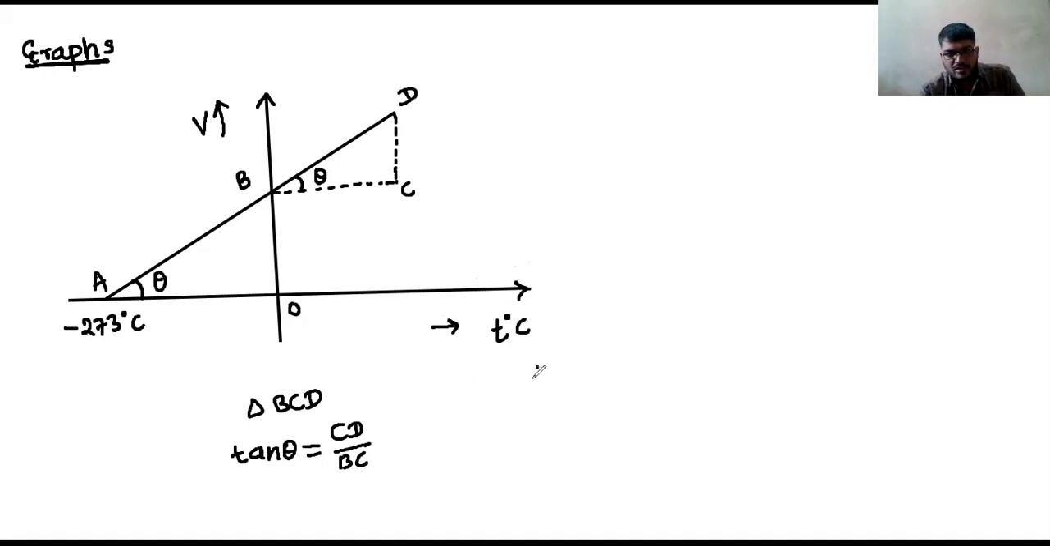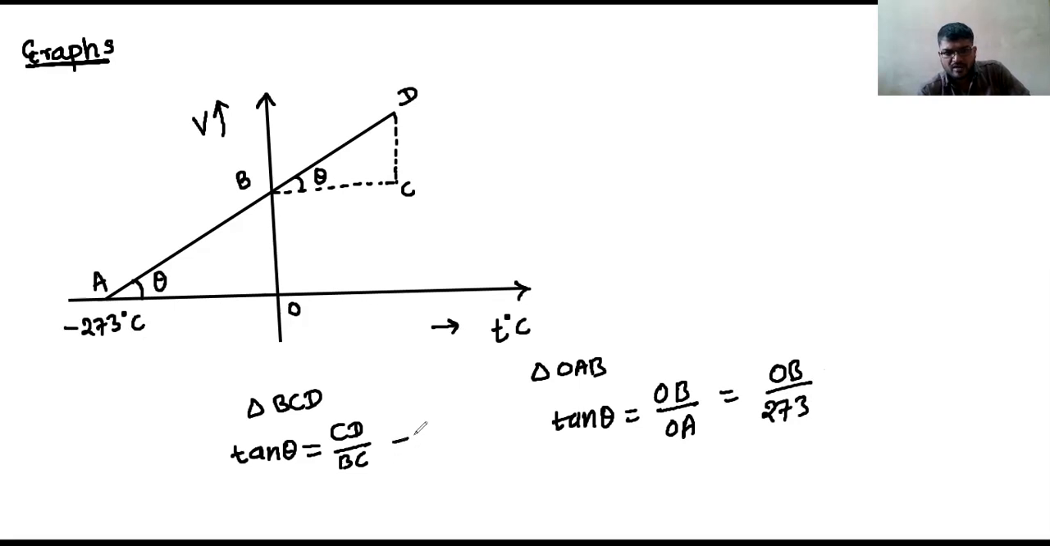Similarly, you see triangle OAB. In triangle OAB, what you are getting is tan theta is equal to OB by OA. Yes or no? This is opposite by adjacent. So OB by OA. You can keep OB as it is, but OA, how much are you having?